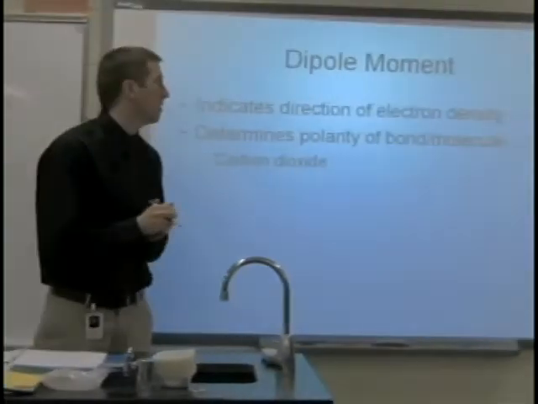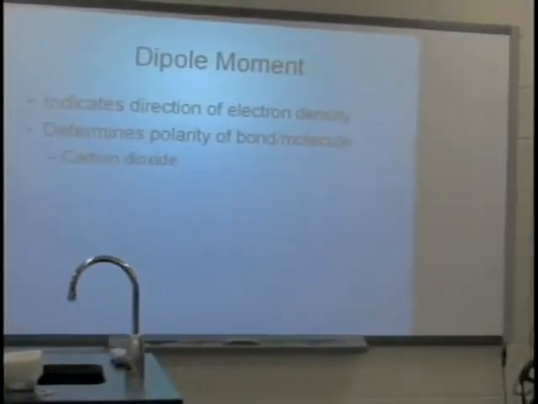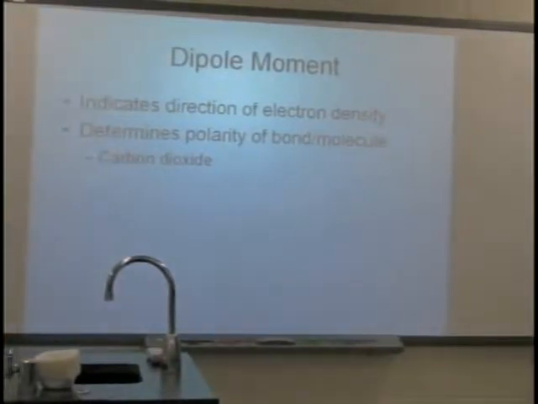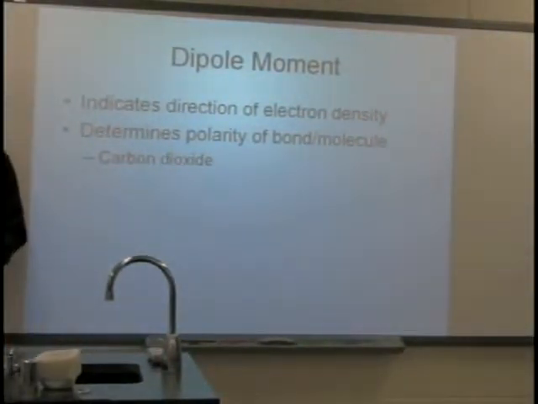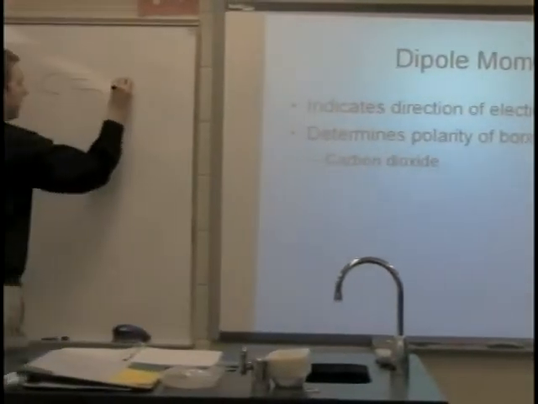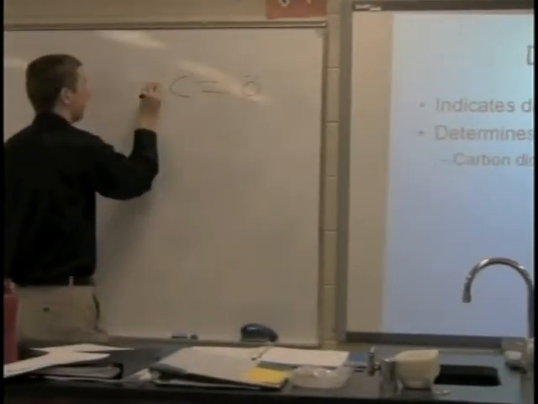The next slide is going to be talking about dipole moment. Dipole moment talks about indication of electron density. So this determines the polarity of a bond or a molecule. The example I'm going to give you on the board is carbon dioxide. So this is a lot less drawing than what we just had to do. So once again, here's carbon dioxide.